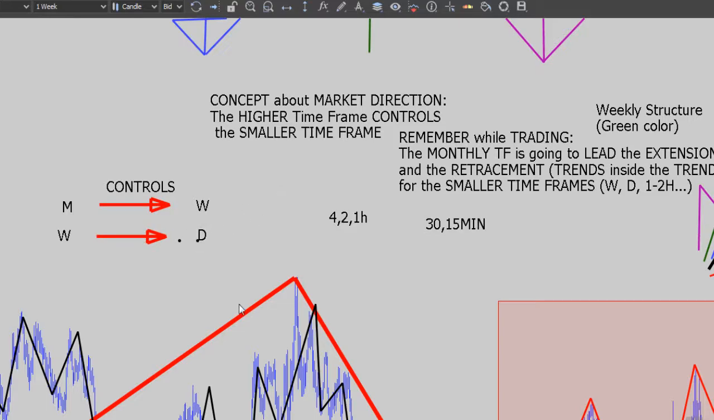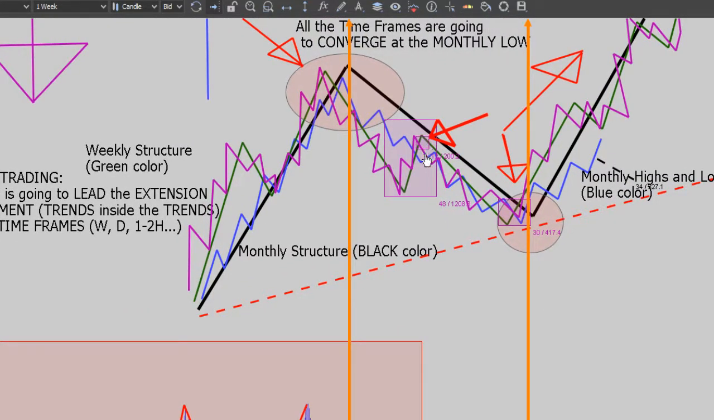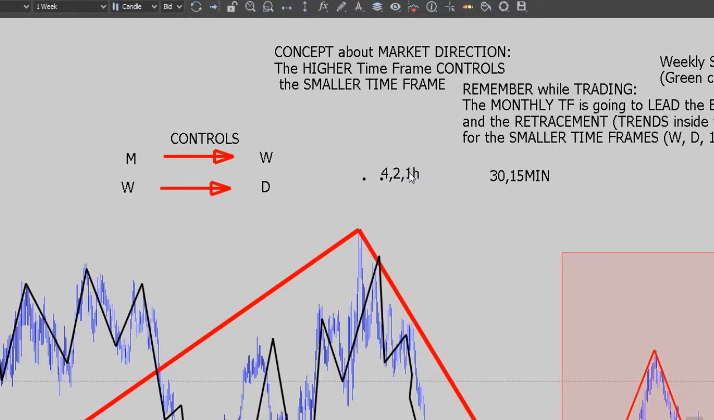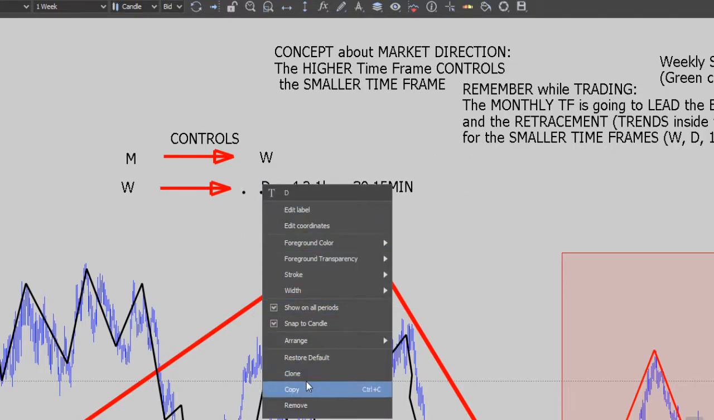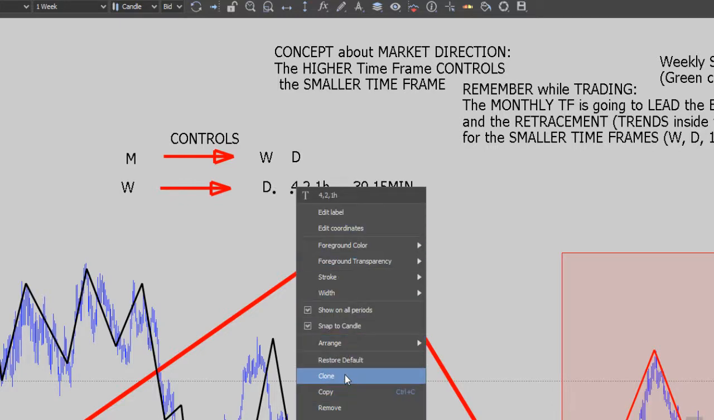Why do we need to know that? Because when you are looking at structure, as in this example, when the weekly chart finds the structural high, what is it going to do? It's going to push down all the other time frames. So this goes here and this goes here, right? And the monthly doesn't just control the weekly, but it controls all the smaller time frames.